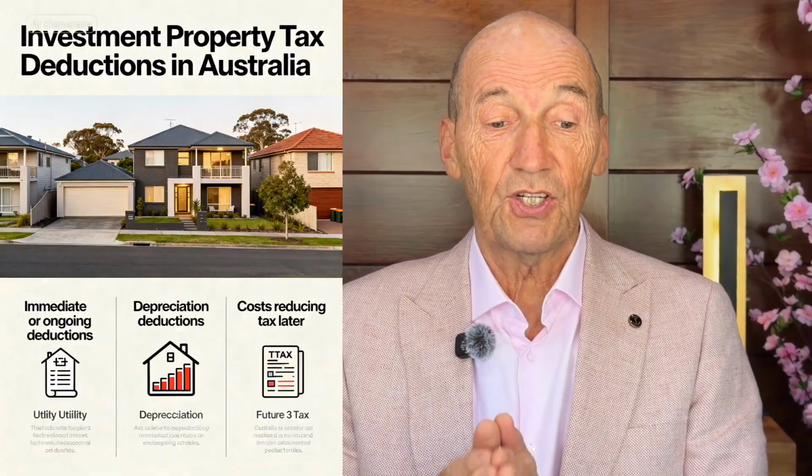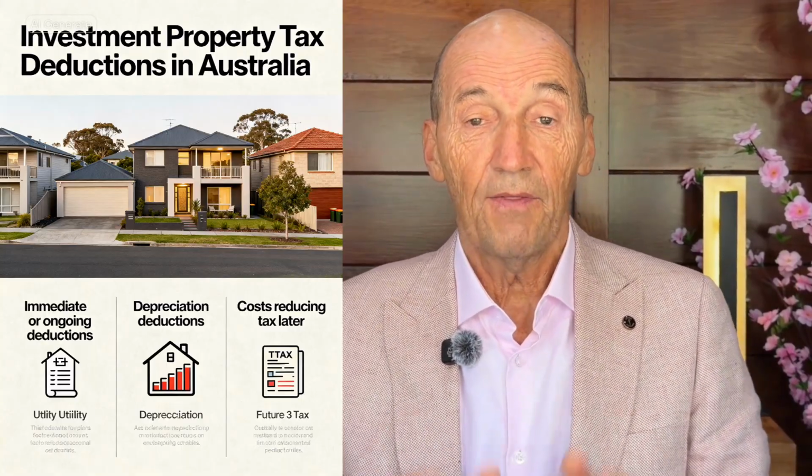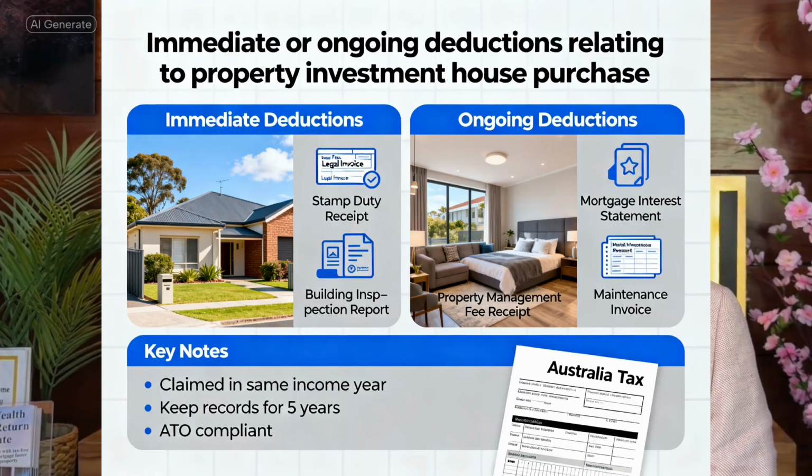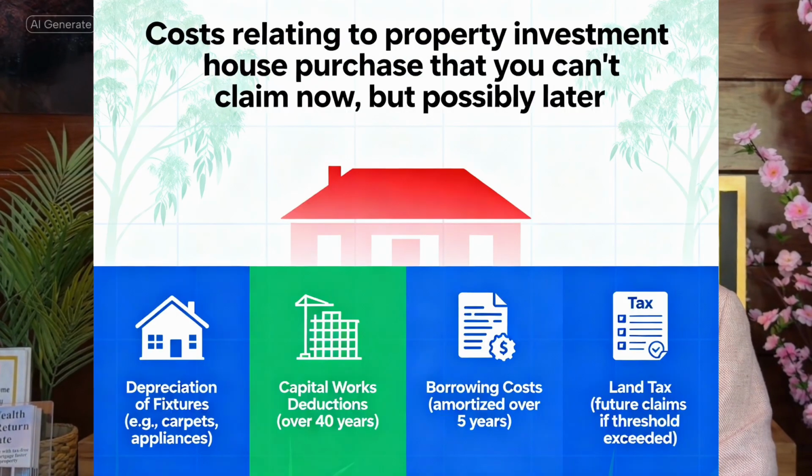So what are the three types of property investment deductions? Well, number one, when you buy a property investment in Australia, deductions usually fall into one of these three categories. Immediate or ongoing deductions, you've got depreciation deductions, and you've got costs that you can't claim now, but that can reduce your tax later. So we're going to cover all three in the next few minutes.